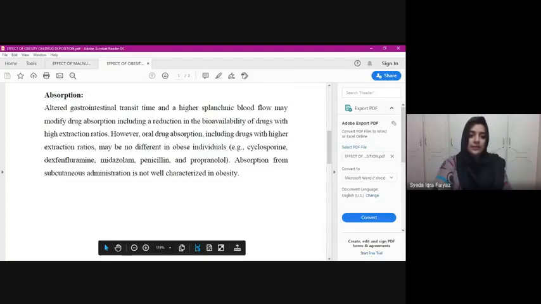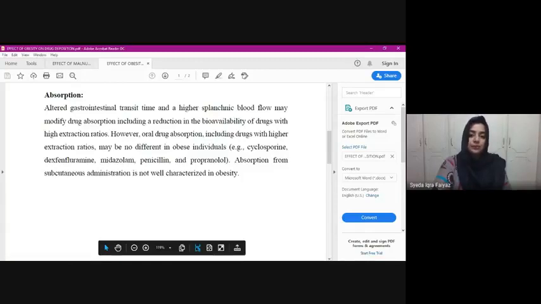Altered gastrointestinal transit time and higher splanchnic blood flow may modify drug absorption, including a reduction in the bioavailability of drugs with high extraction ratios. When we talk about splanchnic blood flow, you have to understand it relates to the viscera, or the internal organs, especially those in the abdomen. So the abdominal area is most affected, and there is going to be a reduction of bioavailability of drugs, and because of that, there will be high extraction ratios.